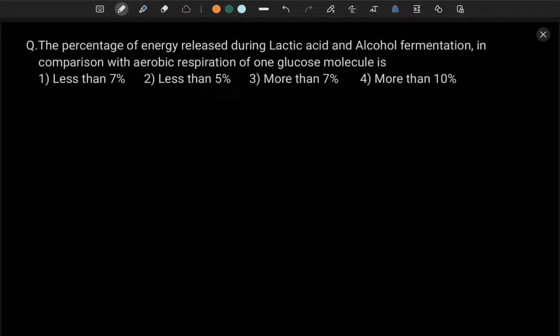The percentage of energy released during lactic acid and alcohol fermentation in comparison with aerobic respiration of one glucose molecule is... Here, aerobic respiration and anaerobic respiration are both different. Aerobic respiration takes place in the presence of oxygen.